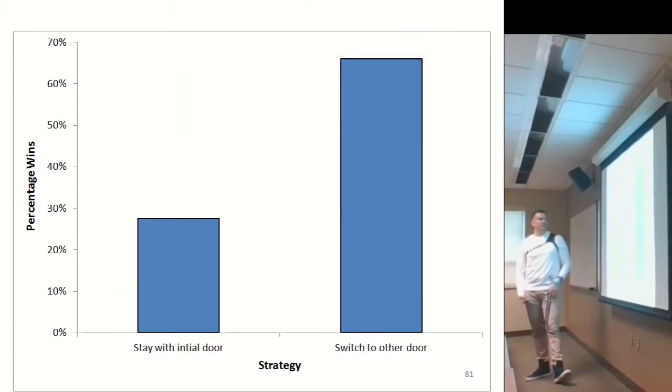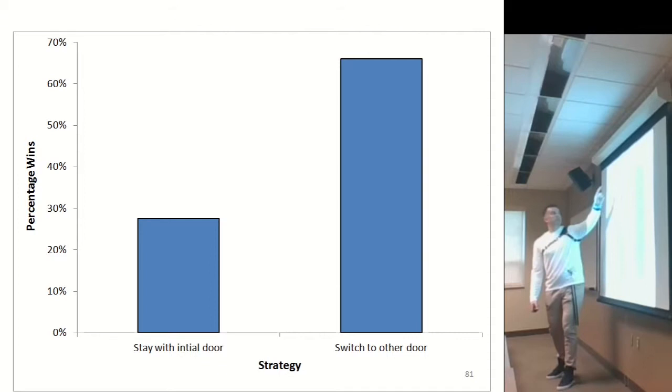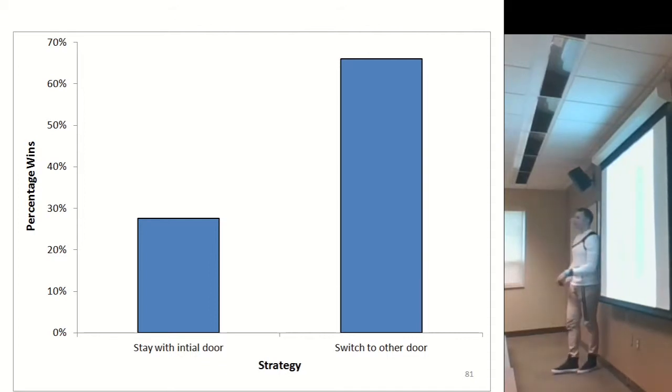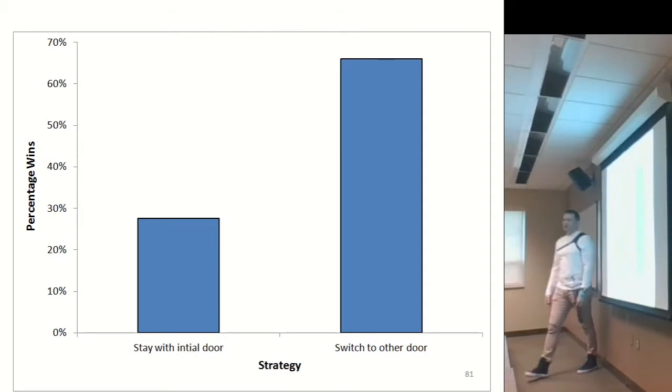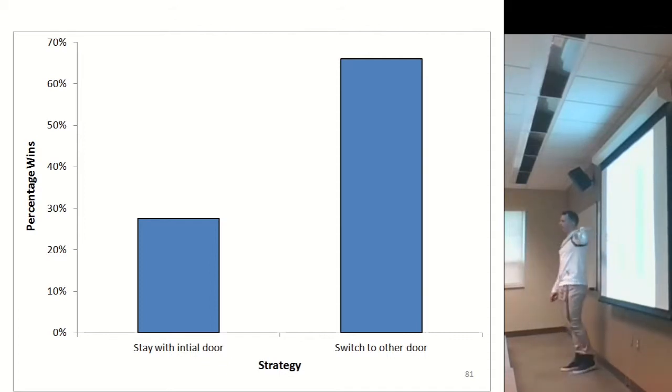And as you can see here, the percentage of times that you win if you stay with your initial door is right around 30%, or 1 out of 3. If you switch to the other door, it's right around 66%, or 2 out of 3, basically exactly what Marilyn vos Savant was saying. All right, so any questions about the CogLab and the results that we get from the CogLab?